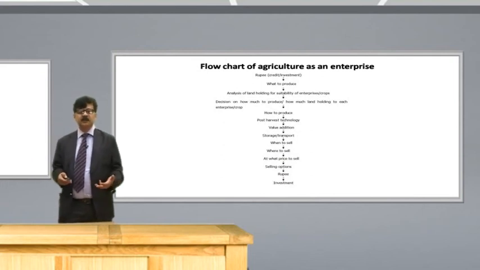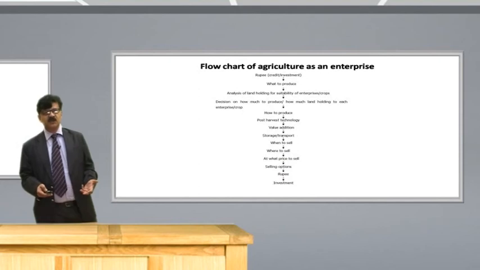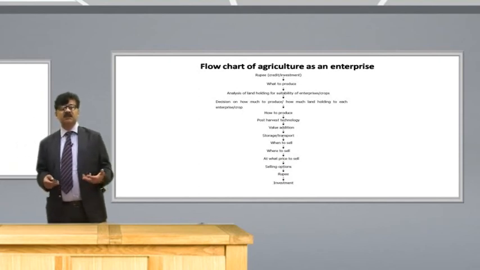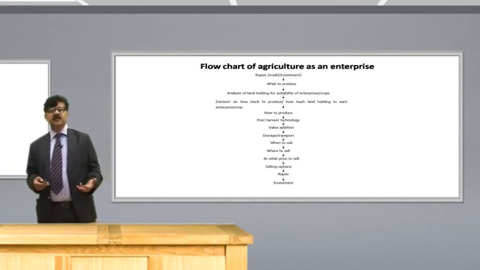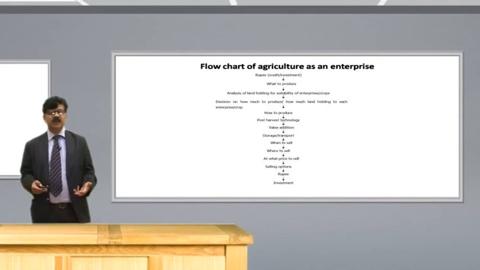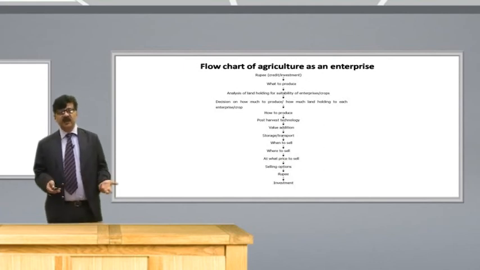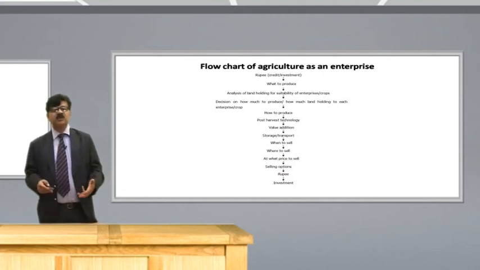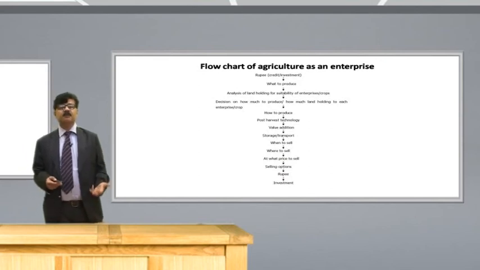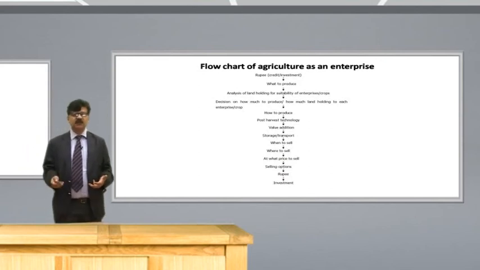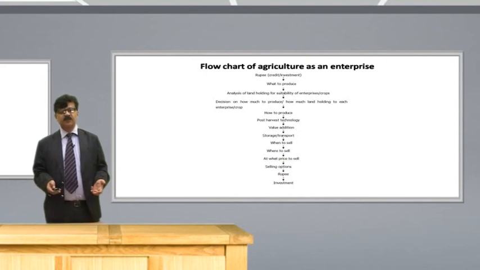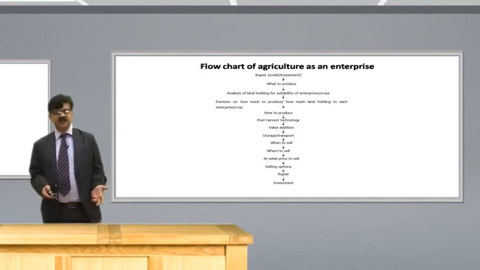We also need to tell them the next step, the post-harvest technology, because that is where the primary processing and the secondary processing actually come into play, and which helps a farmer realize a suitable amount of benefit. Then we talk about value addition. Before we talk about value addition, it is also important that we give them information related to storage and transport. When to sell, where to sell is the next set of questions.